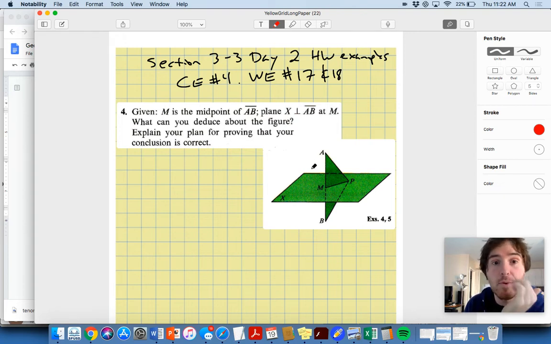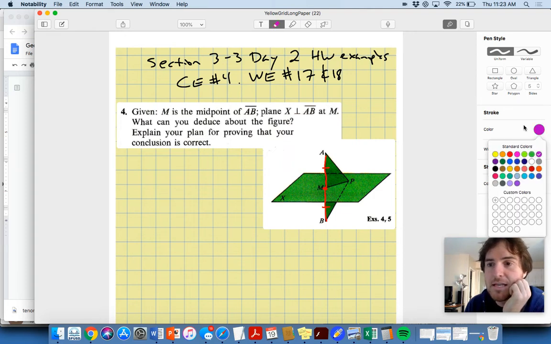The first given premise is that M is the midpoint of segment AB. So I'm going to put a check mark there, to remind me that those two line segments are going to be congruent by definition of midpoint. Next, plane X is perpendicular to segment AB. So here's segment AB, and here's plane X right here.